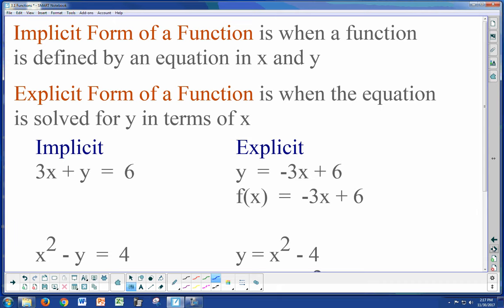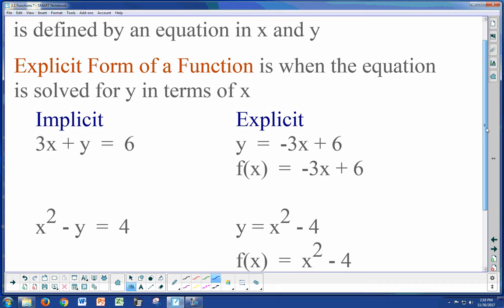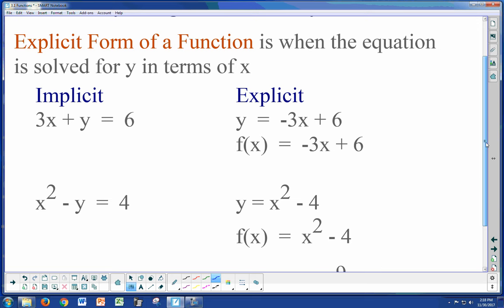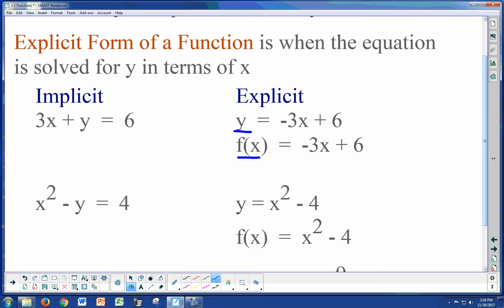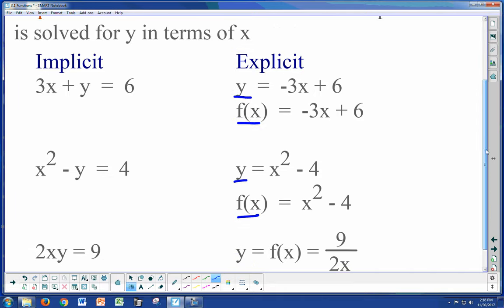So we have two different forms here, as you can see, explicit and implicit. Look at the difference between the two of them. Simply, on the left, we have it written with variables on the left and a number on the right, however we'd like to see that formed. On the right side, we have it solved for the y and then written in function notation afterwards. So that's an explicit definition versus an implicit one.